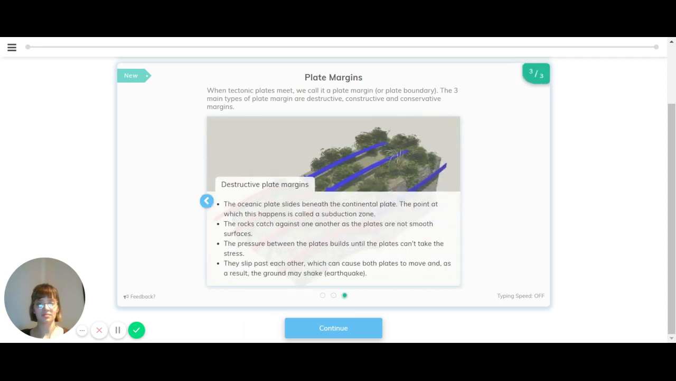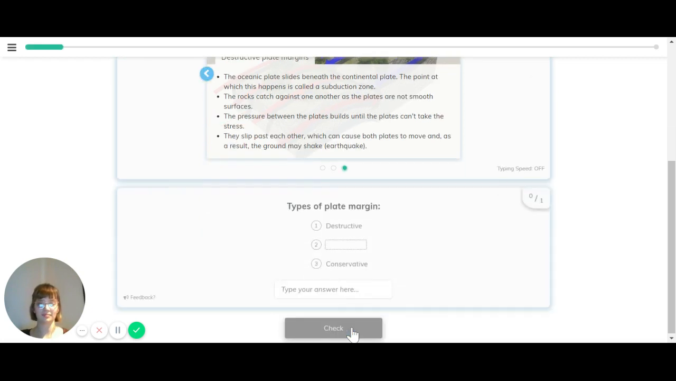Finally, let's look at destructive plate margins. Now, the oceanic plate slides beneath the continental plate, and the point at which this happens is called a subduction zone. The rocks then catch against one another as the plates are not smooth surfaces. The pressure between the plates can build until the plates can't take the stress, and they slip past each other, at which point both plates can move and the ground may shake, which causes an earthquake.